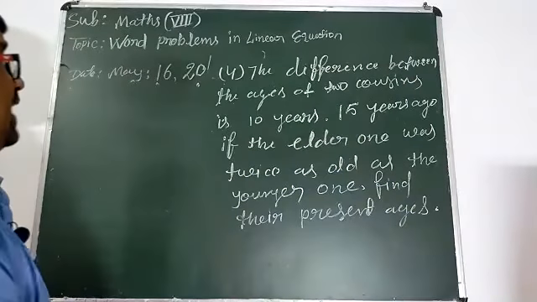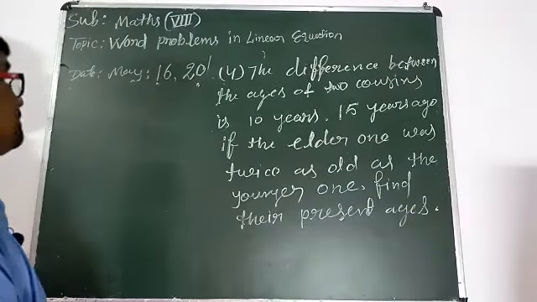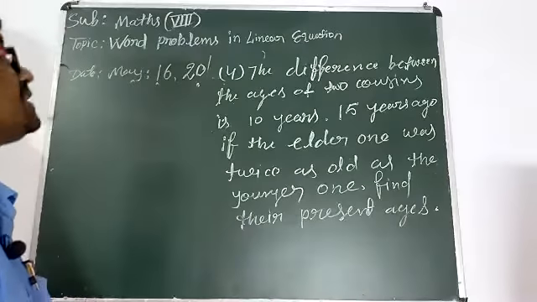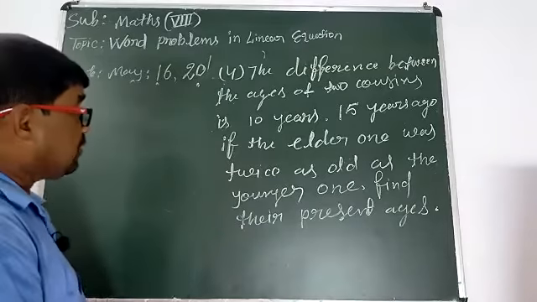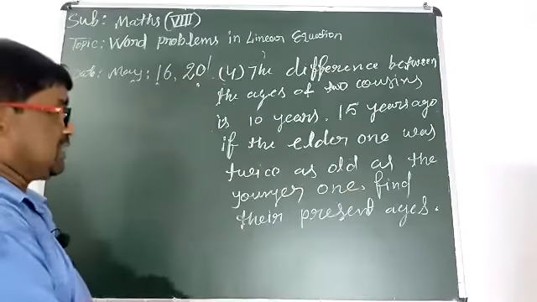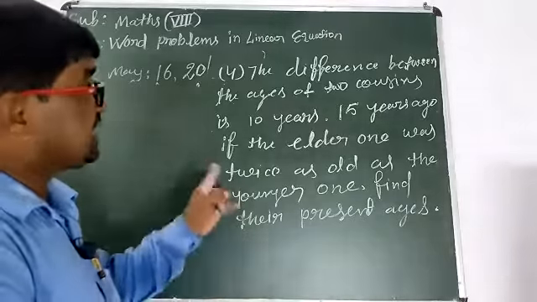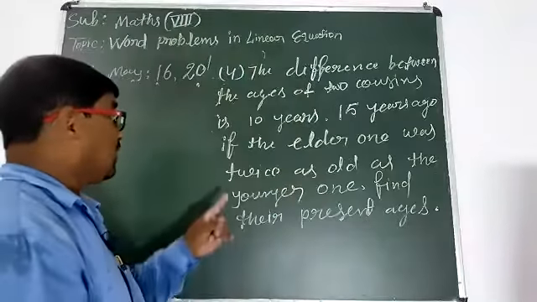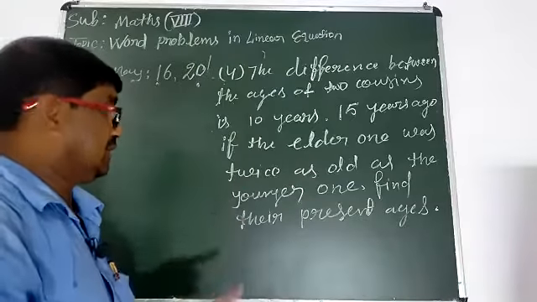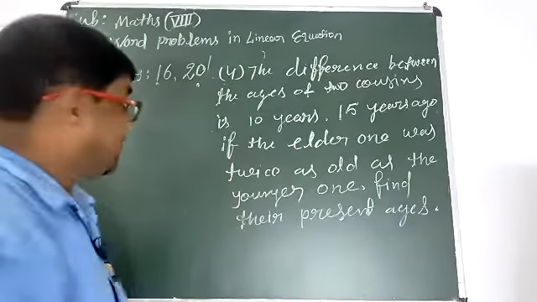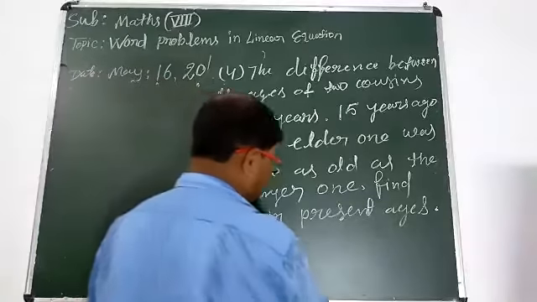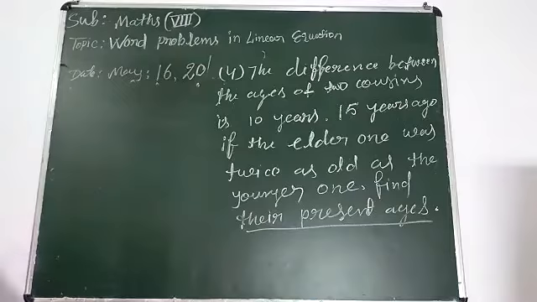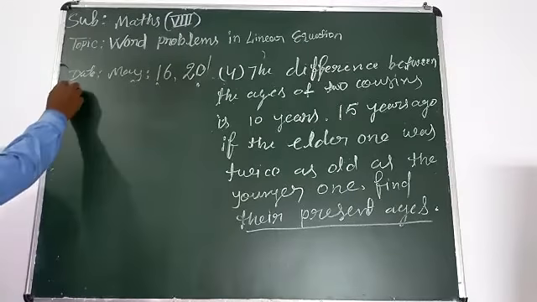The difference between the ages of two cousins is 10 years. 15 years ago, if the elder one was twice as old as the younger one, find their present ages. The question is asking, find their present ages. So we should start the sum from here.